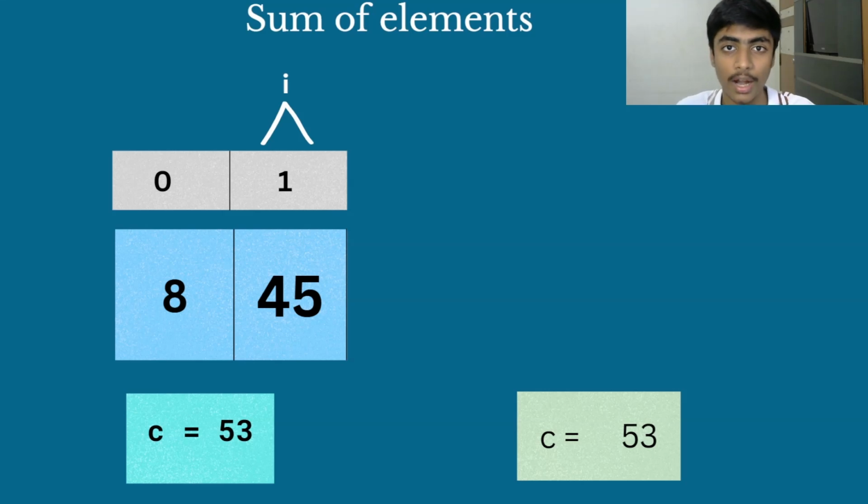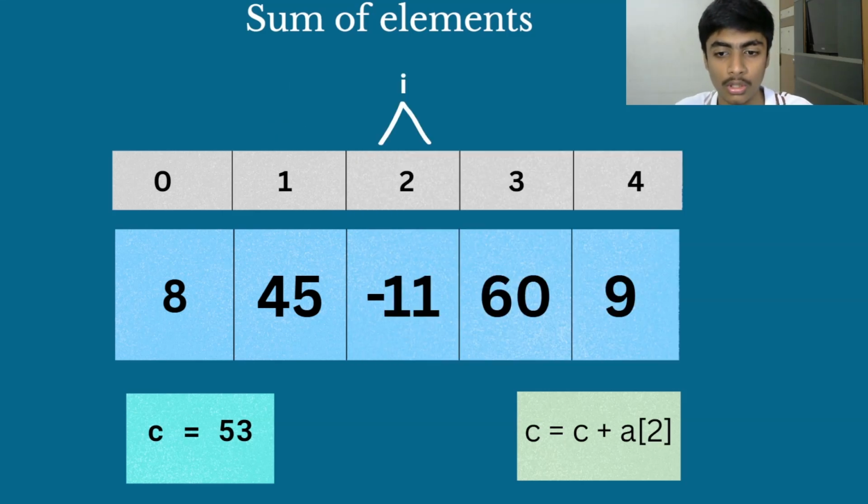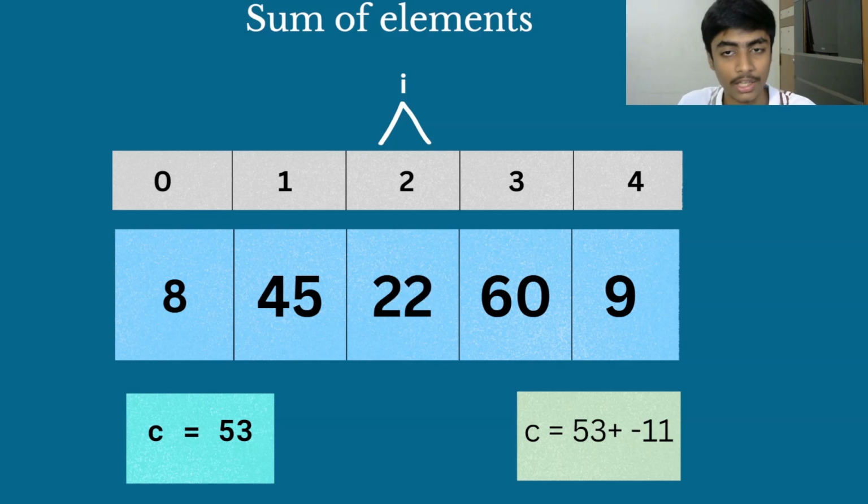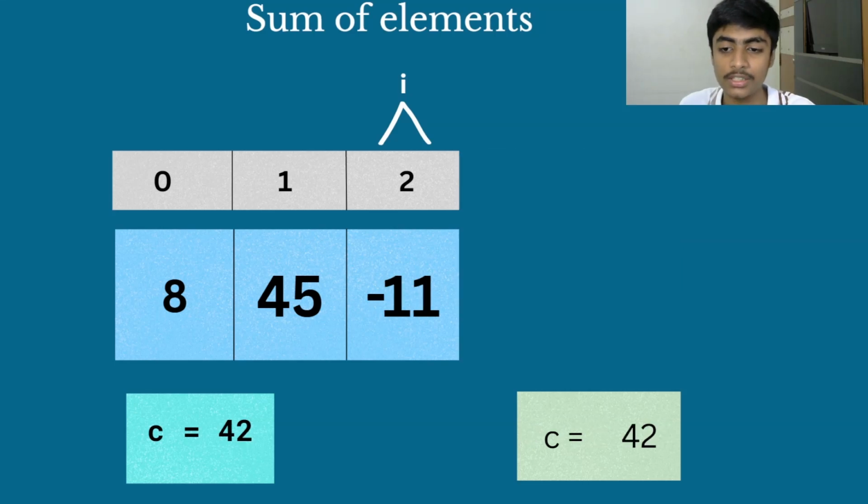Our I is going to increment again to 2. C is going to be equal to C plus A of 2. A of 2 is a negative value. It's negative 11. But it will add like usual, 53 plus negative 11. And it will obviously decrease to 42. So the sum of the first 3 elements is now 42.